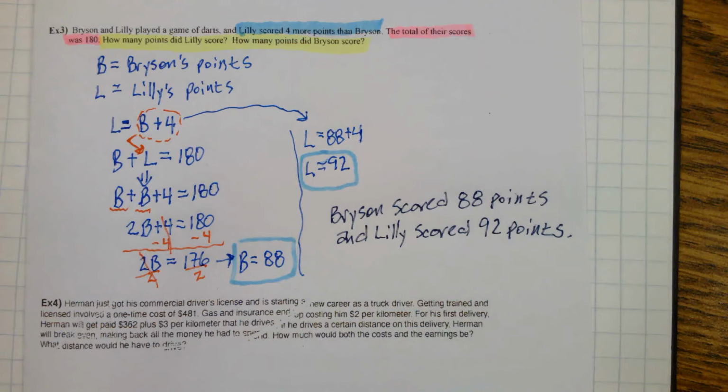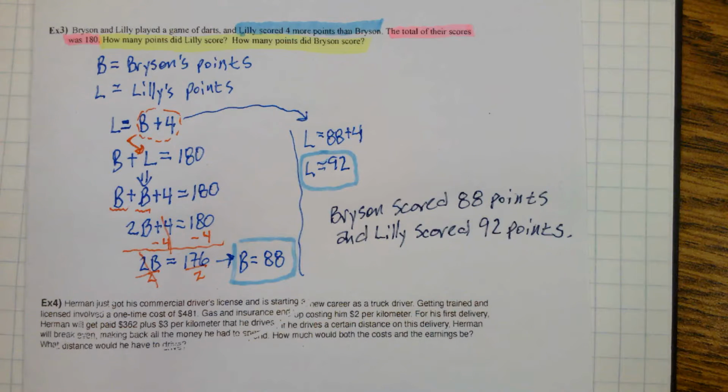So he's going to make money on his first job, right? He's making $362 and then $3 every kilometer he drives. Okay, so that's the money he's making. So there's money he spent and money he's making. And they're asking, after how many kilometers of driving on that first job will he make back all the money he spent? So that's what we're asked to find.